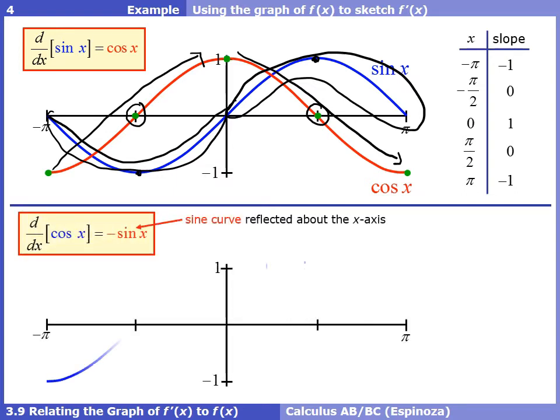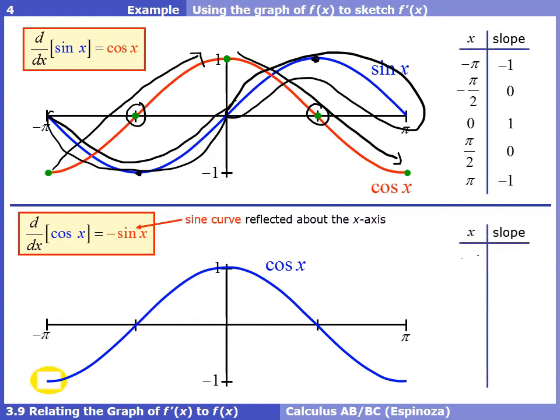Okay, let's take a look at this other one, and I'm going to go through this one a little bit faster since it's the same basic idea. The derivative of cosine is negative sine, and just as a reminder, that negative in front of the sine means our sine curve should be reflected about the x-axis. So if I pick some points here and find the slopes, we can graph our derivative.